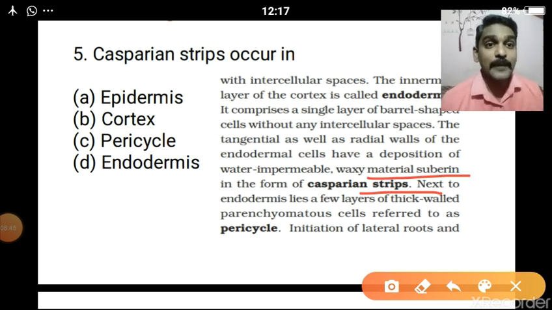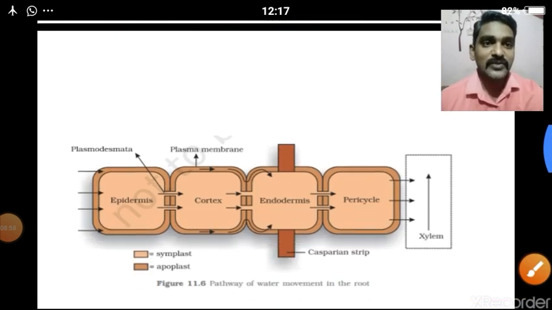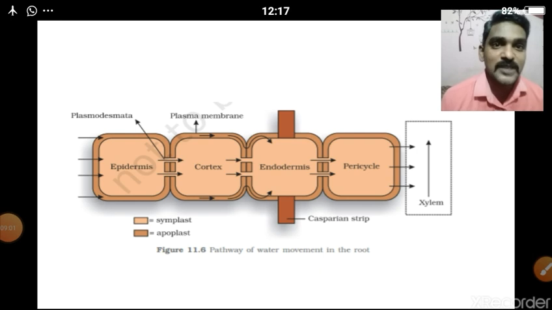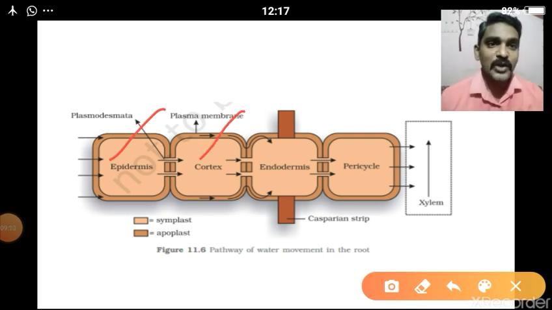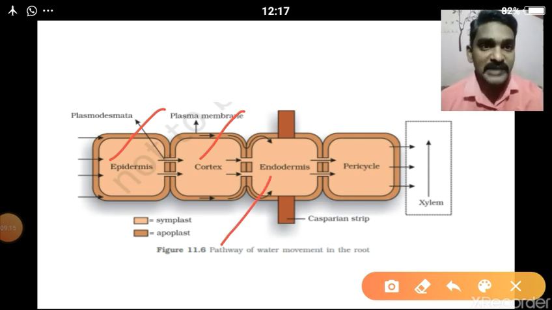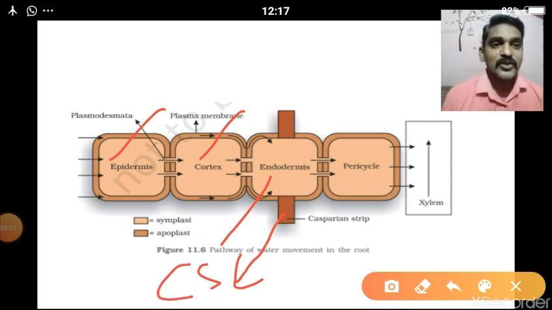So it is water impermeable. Suberin is deposited there, so water cannot pass through this layer. That is the Casparian strip. So where can you find this Casparian strip? That is the question here. If you see the structure, you can clearly identify. This structure is given in the NCERT book directly. The epidermal layer is the outermost layer, and following the epidermal layer will be the cortex layer. Then following the cortex layer, the endodermis will be there. You can see this is the endodermis, and in endodermis only you can see the Casparian strips. So what will be the answer? Casparian strips are found in endodermis.